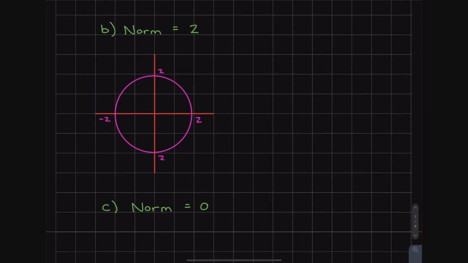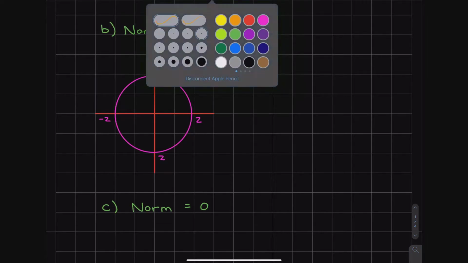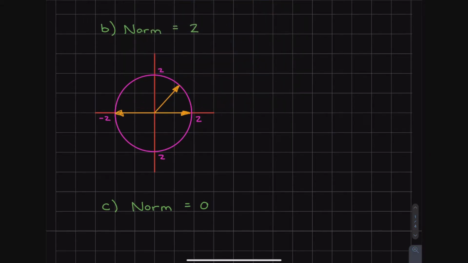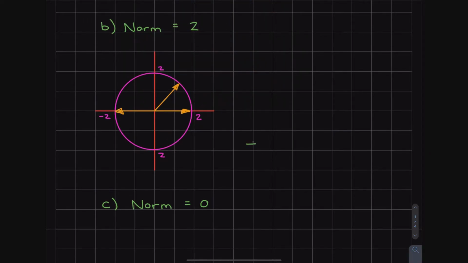And then we'll have 2 down here. And just like before, we can have vectors going in any direction. So we can have one coming up like this. We can have, let's say, one going perfectly horizontal. We can even have one going horizontally in the other direction, like this. So just like before, for norm equal to 2, there's an infinite amount of vectors that could have norm equal to 2.